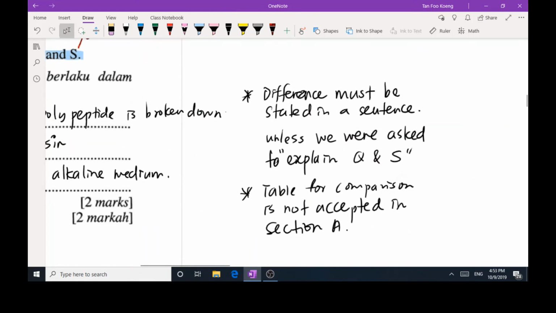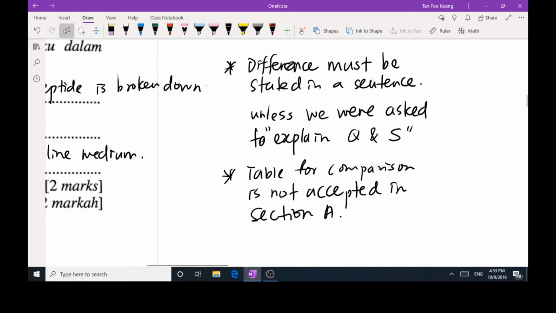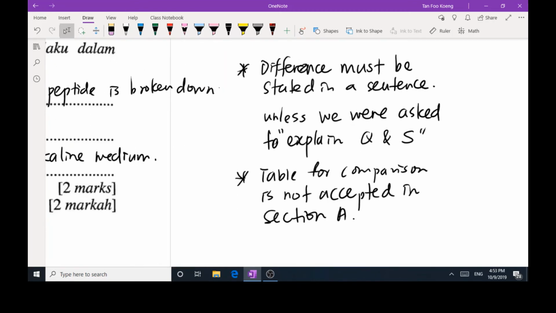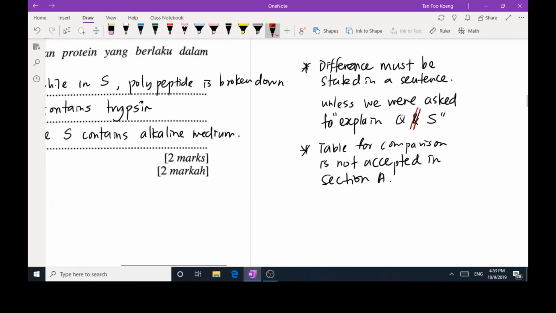Now make sure that the difference must be stated in a sentence. If you split the difference into two sentences, then you are giving facts instead of comparing the digestion in Q and S. Unless we were asked to explain Q and S, then you don't have to compare. You can split this part into two: explain Q first, followed by the explanation on S. A table for comparison is not accepted in section A, but in section B, if the question requires you to compare and contrast, make sure that you prepare a table.